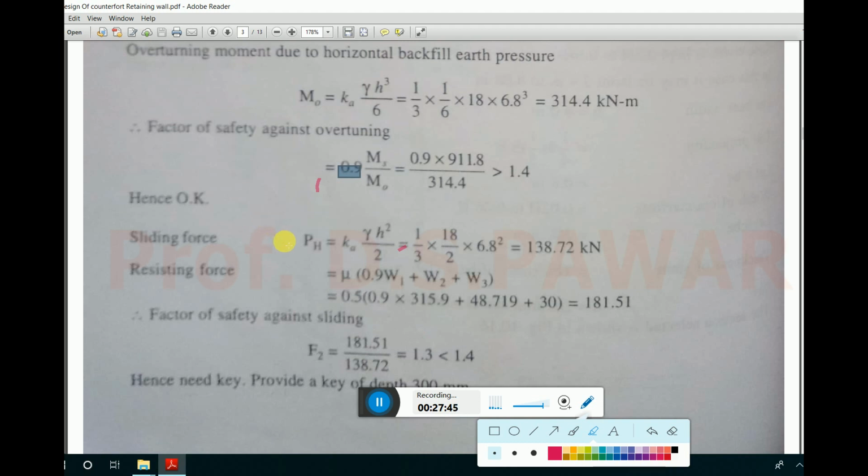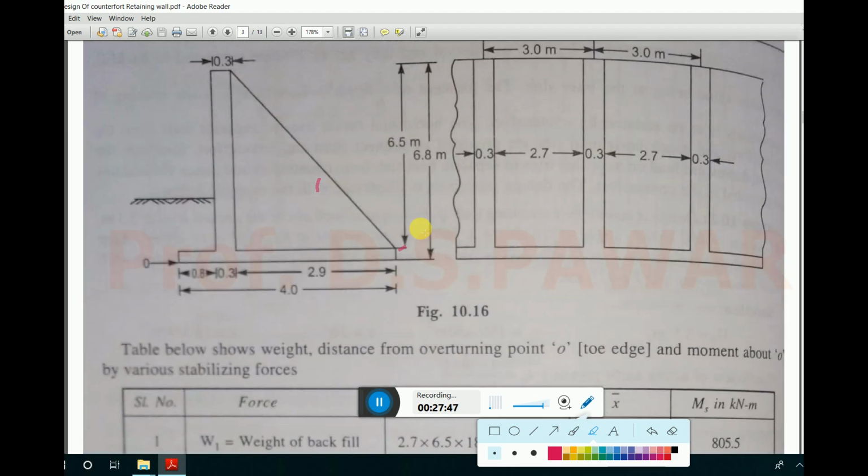Now next is the sliding force. The sliding force is one more thing along with overturning. Due to this force P, the structure can slide if the coefficient of friction between the concrete and soil is less. In that case there is a chance of sliding of the structure. Stability means the structure should remain in the same position. The structure should not fail in overturning and sliding also. Sliding means this structure is going to slide due to this force P, and that we have to avoid.